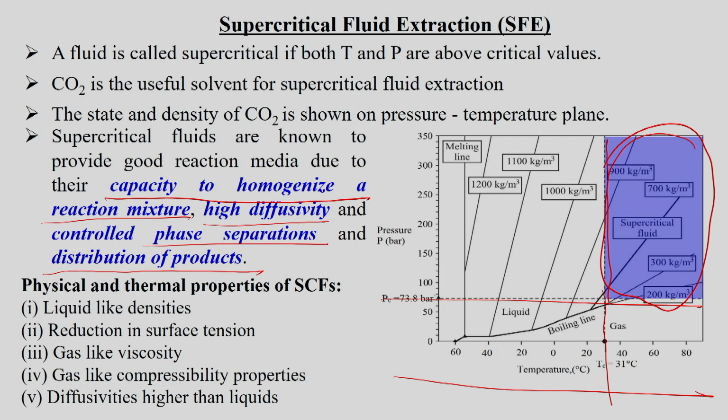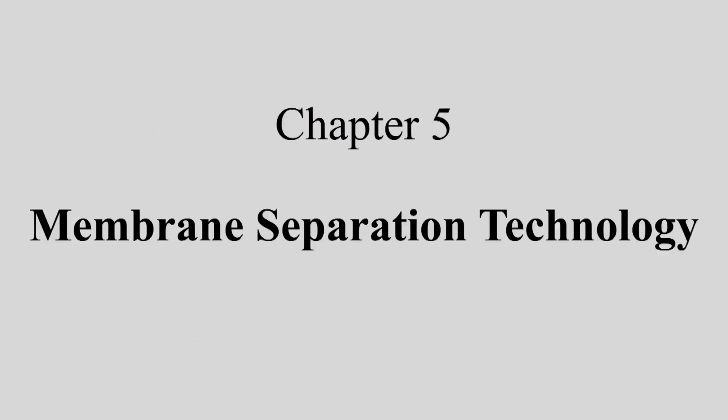Physical and thermal properties of the supercritical fluids are like this. Liquid like densities are there for the supercritical fluid, then reduction in the surface tension, then gas like viscosity is required, then gas like compressibility also, which is also good, and the diffusivity value is higher than the liquid, and sometimes the extraction ability is many folds higher than that of the liquid. Okay.